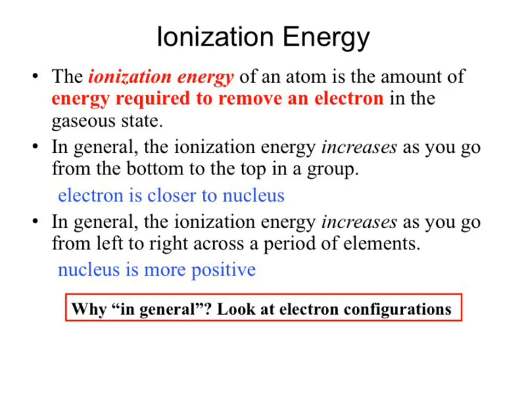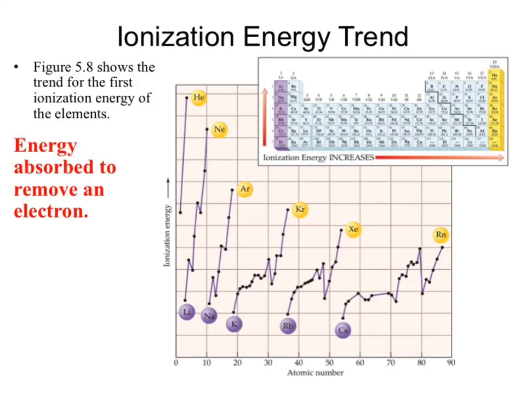Okay? We do run into this issue of in general. Okay? Why do we say in general? Unfortunately, there are exceptions, and those exceptions come from looking at the electron configurations. Okay? So let's see. We got a nice figure here. You notice that we'll have hydrogen at a relatively high ionization energy in comparison to lithium, sodium, potassium, rubidium, cesium, which are all underneath it.